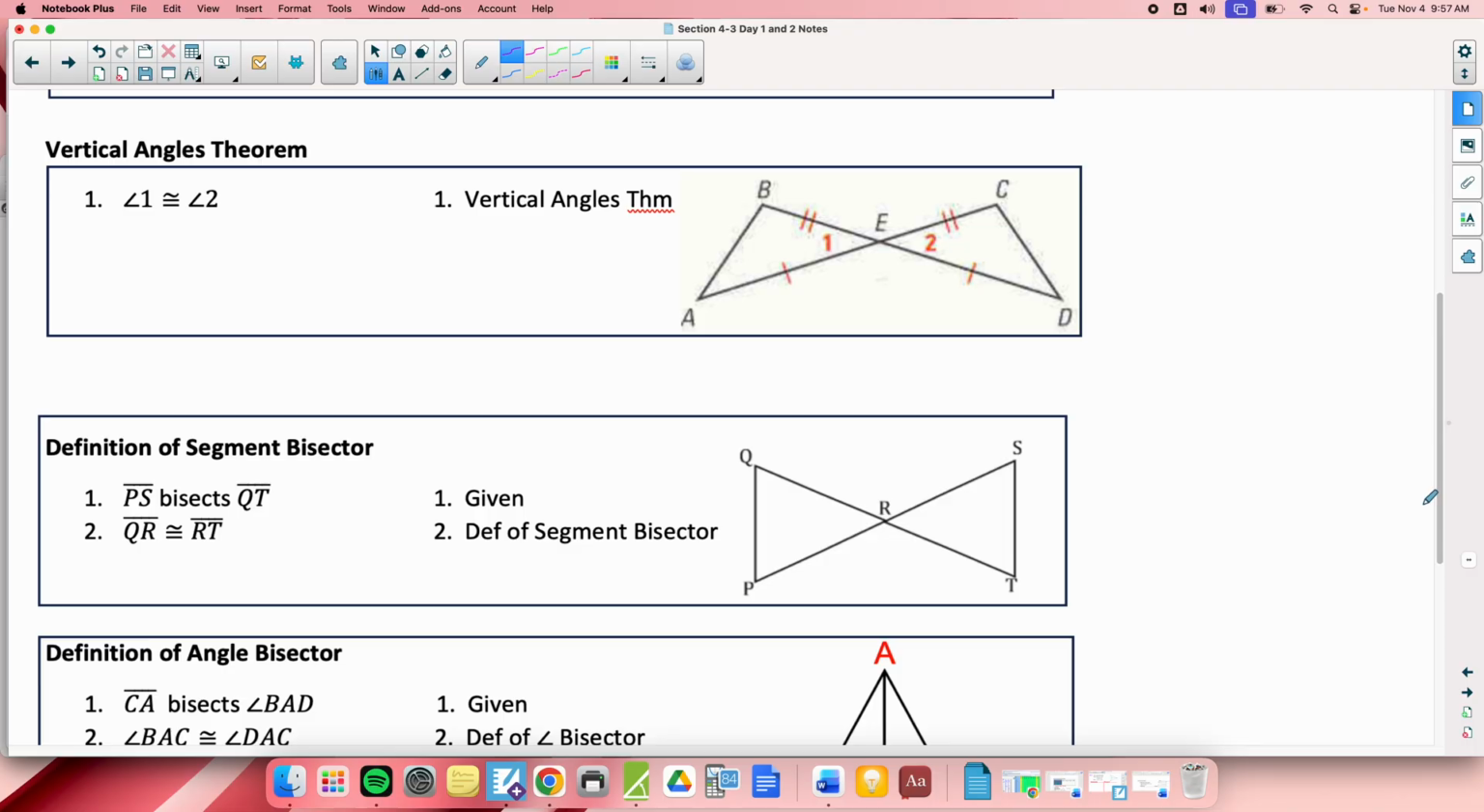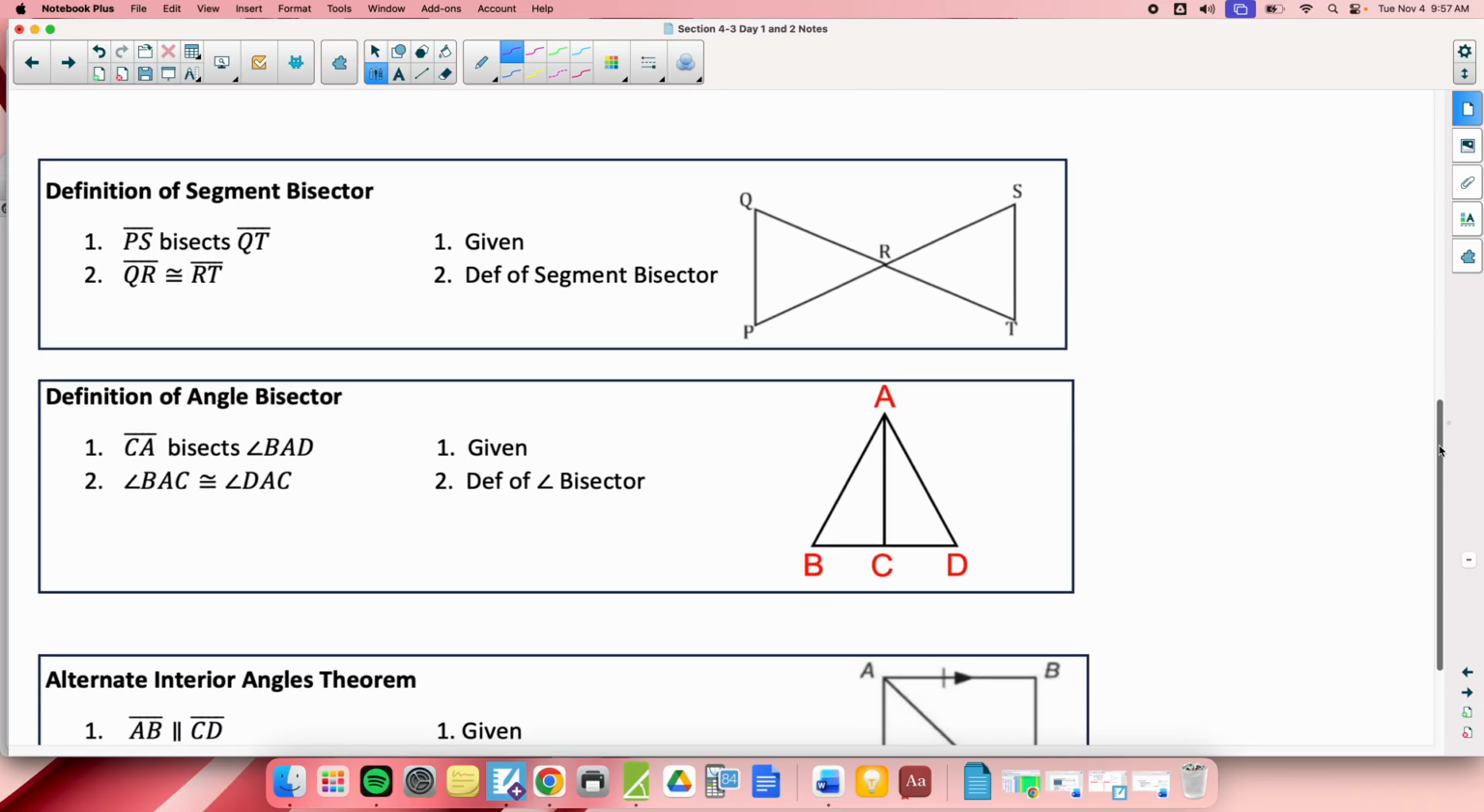Then vertical angles. Do you guys recognize angle 1 and 2 as vertical? Whenever you have vertical angles, you'd mark them, and then you would say angle 1 is congruent to angle 2 by vertical angles theorem, okay?